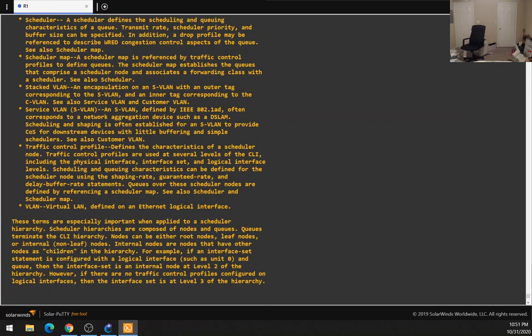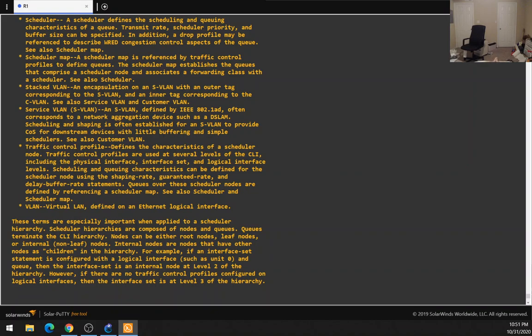The next important term, and what we're learning about in this topic, is scheduler. A scheduler defines the scheduling and queuing characteristics of a queue. Transmit rate, scheduler priority, and buffer size can be specified. In addition, a drop profile may be referenced to describe WRED congestion control aspects of the queue. See also scheduler map. Scheduler map: a scheduler map is referenced by traffic control profiles to define queues. The scheduler map establishes the queues that comprise a scheduler node and associates a forwarding class with a scheduler.